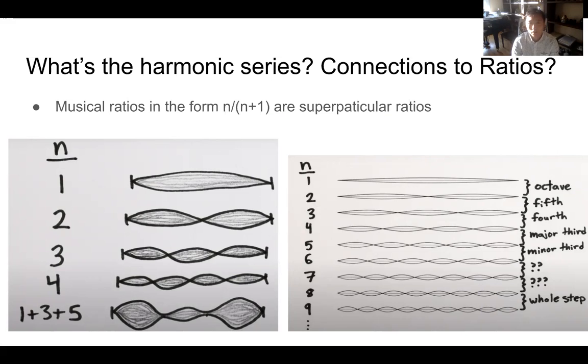The frequency of vibration equals the number of bumps times the string's fundamental frequency, or the frequency of vibrations for a single bump. Musicians have different names for the different ratios between pitches. In the traditional music scale, 1 to 2 bumps is called an octave, 2 to 3 bumps is called a perfect fifth, 3 to 4 bumps is a perfect fourth, 4 to 5 bumps is a major third, 5 to 6 is a minor third, some that are not named, and then 8 to 9 bumps is called a whole step.